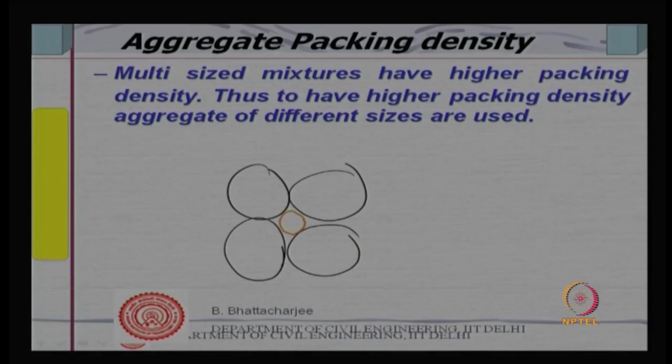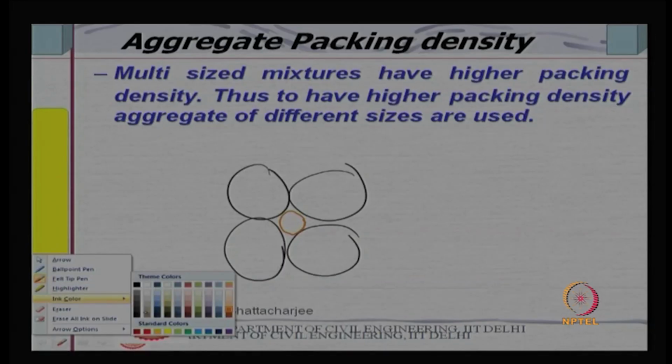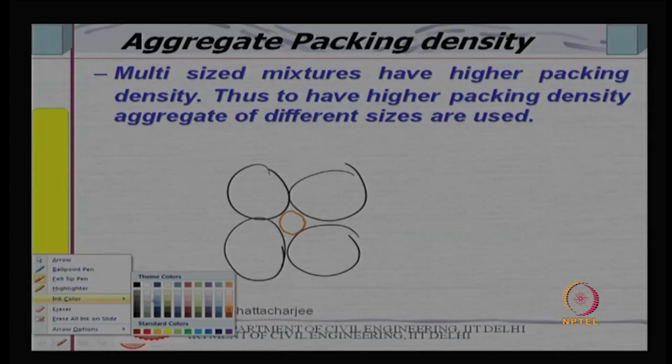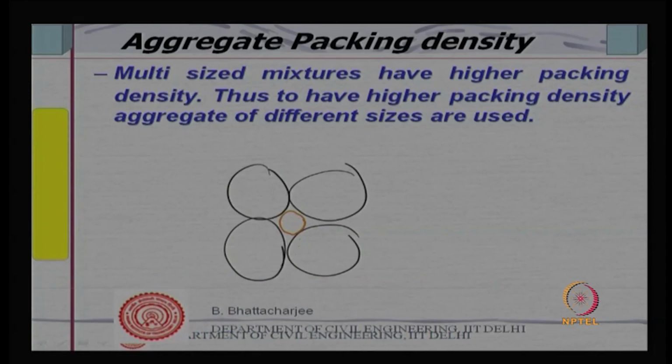In that case, packing density of the aggregate will be reduced. And let me then put still another aggregate somewhere there, still finer, I can put still finer one, very fine, I can put in still finer one somewhere there. So, you can see if I use more than one size, multi-size mixtures have higher packing density. Now, the solids are more, the voids have become less. Thus, to have higher packing density, aggregates of different sizes are used.